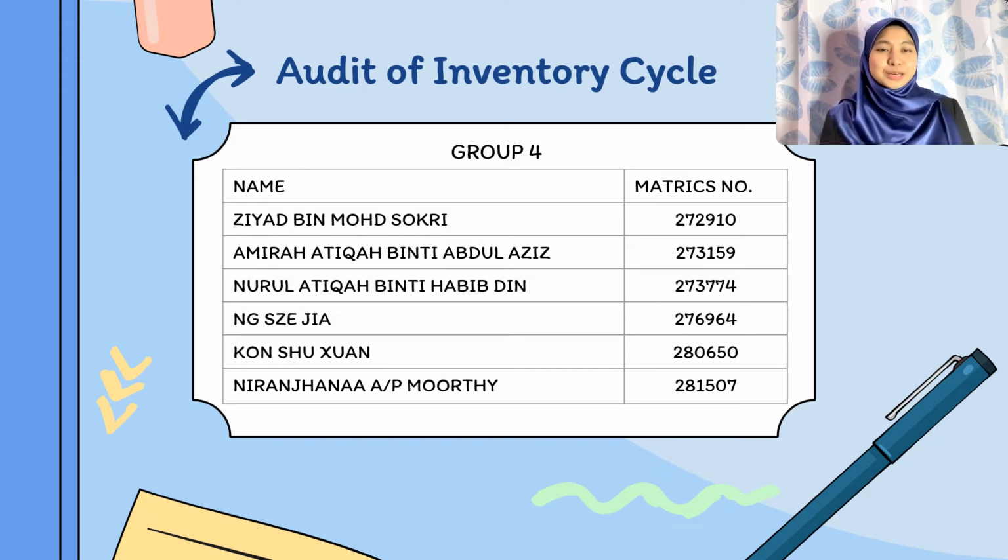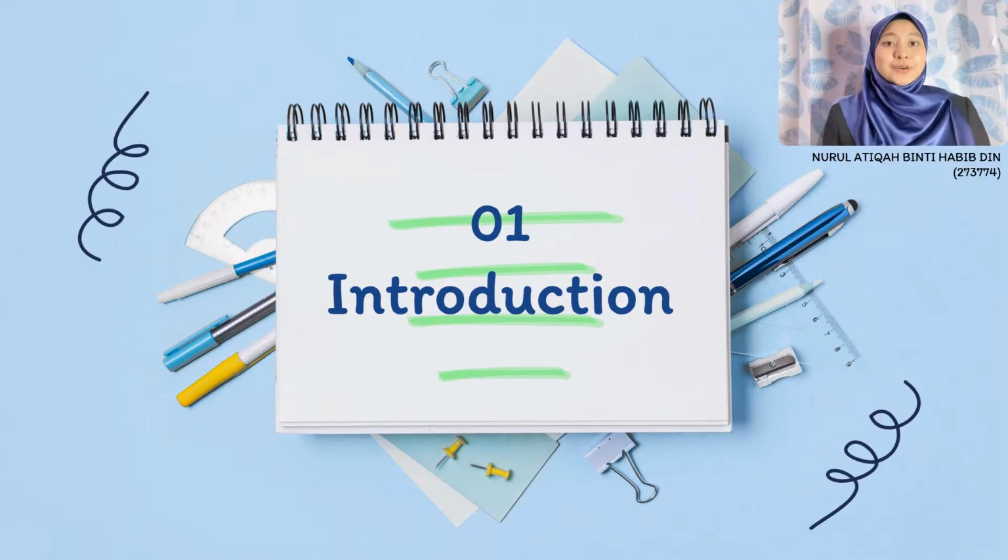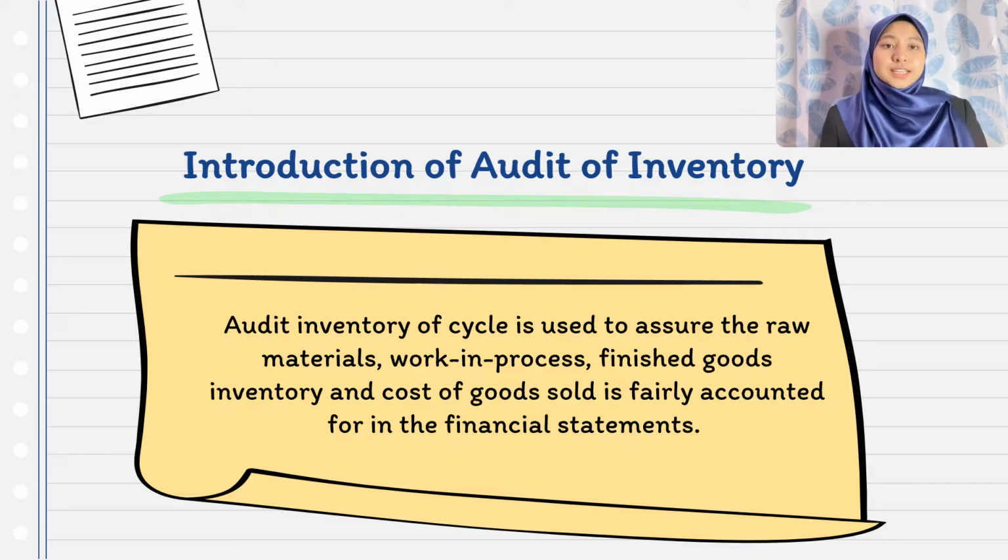We are going to present about topic 5, which is audit of inventory cycle. First, I'm going to present about the introduction. Audit of inventory cycle is used to ensure that the financial statement fairly accounts for the raw materials, work in process, finished goods inventory, and cost of goods sold. Within the cycle, it can be divided into 5 activities, which are obtaining and recording raw materials, labor, and overhead. The other activities are internally transferring assets and costs, shipping goods and recording revenue and costs, physically observing inventory and price, as well as compiling an inventory.